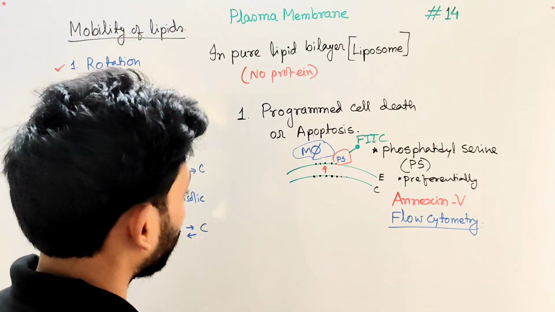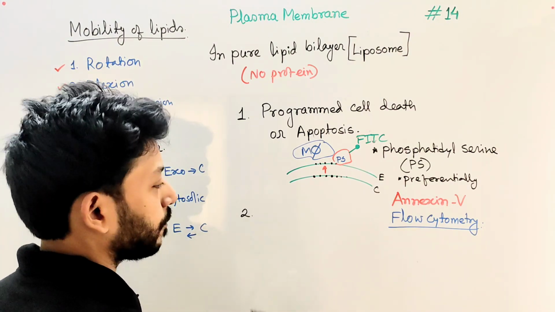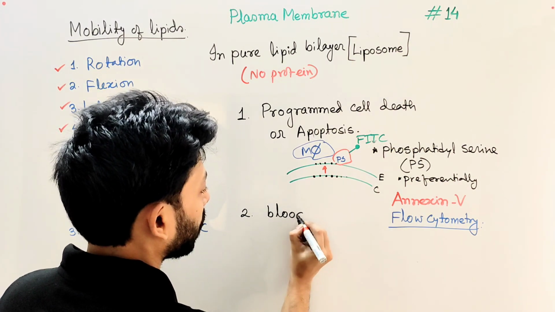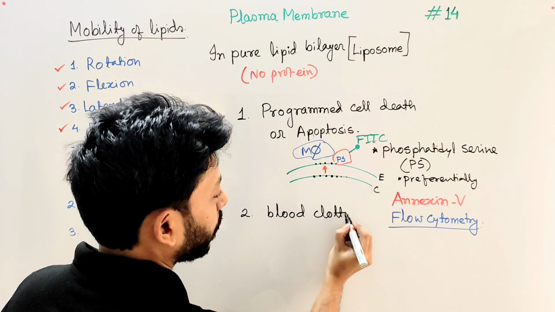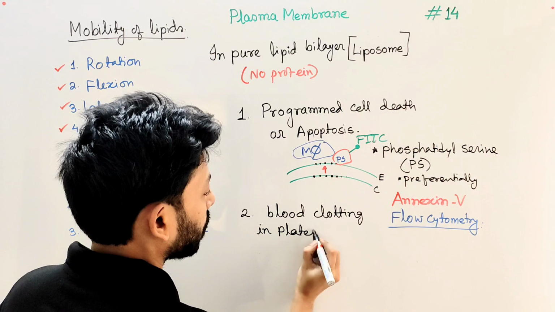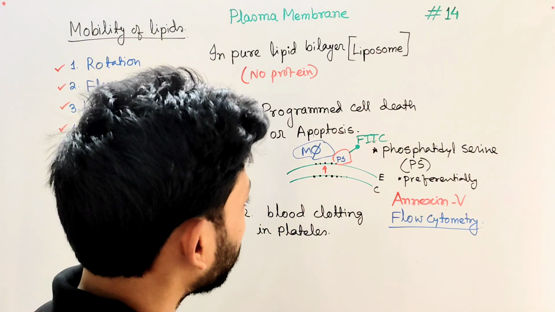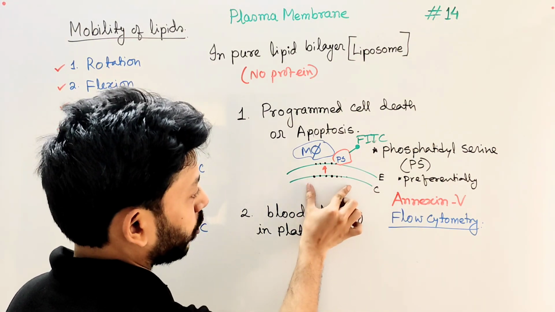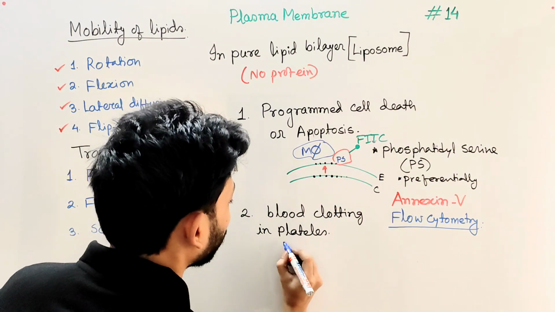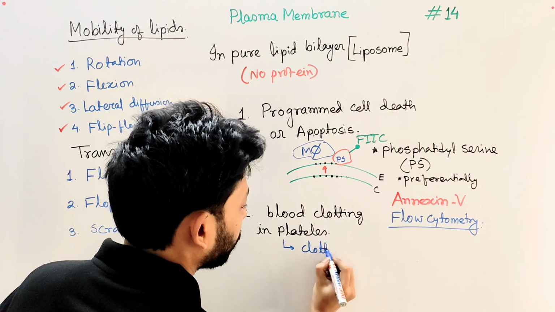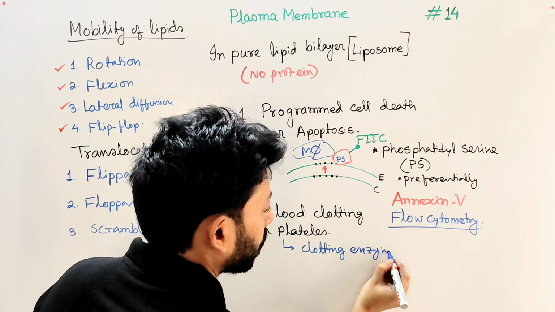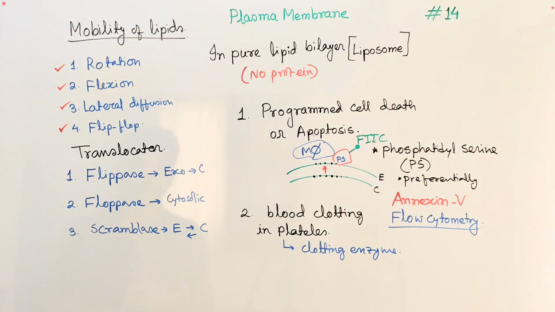Now another physiologic function of flip-flop is during blood clotting. In platelets, the same thing happens. Phosphatidylserine migrates from the cytosol to the exoplasmic leaflet to activate the clotting enzyme that is present in the serum. So this is another example of flip-flop movement.